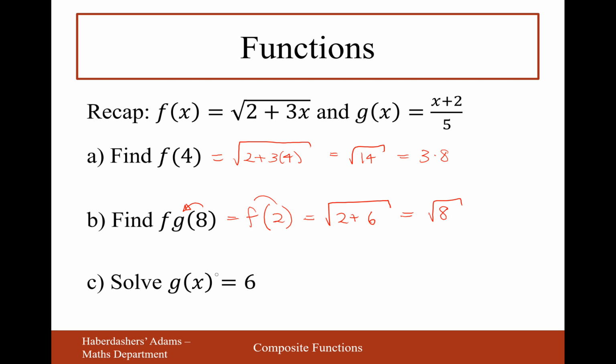And then when it says solve g of x equals 6, what you have to do is grab your g function and then set it equal to 6. So x plus 2 divided by 5 equals 6. So this is an input, so this is an output, that's the number 6. 4 and 8 were inputs into the function, 6 is the output, it's the answer, where we want to find the input, which is x. So times by 5 to get rid of the divide by 5, which is 30, and take away 2, which will give you 28. So 28 is the answer for part C.